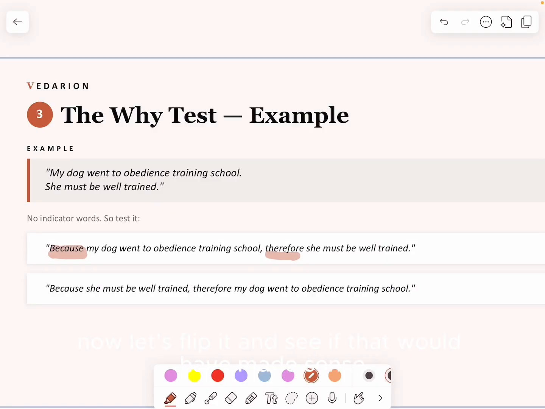Now let's flip it and see if that would have made sense. Let's put the second sentence in the because place and the first sentence in the therefore. Because she must be well trained, therefore my dog went to obedience training school. See how the logical flow doesn't make sense? That's how you know that this is the right flow.